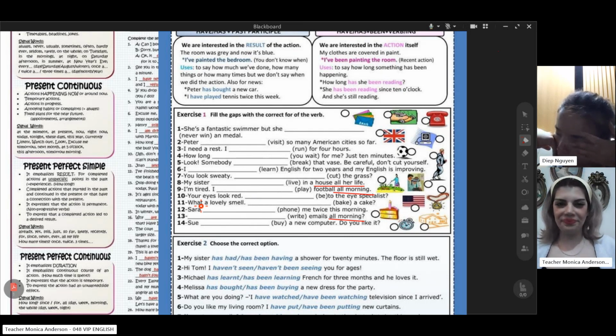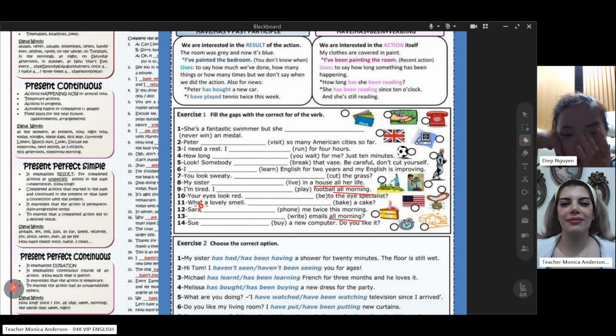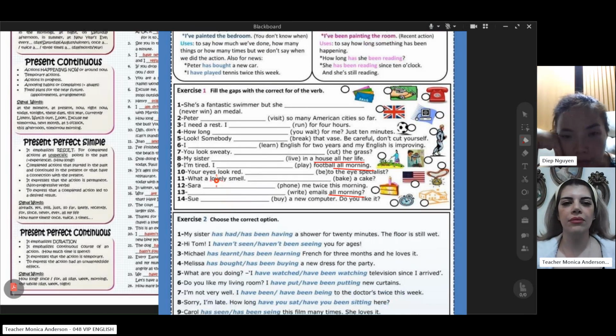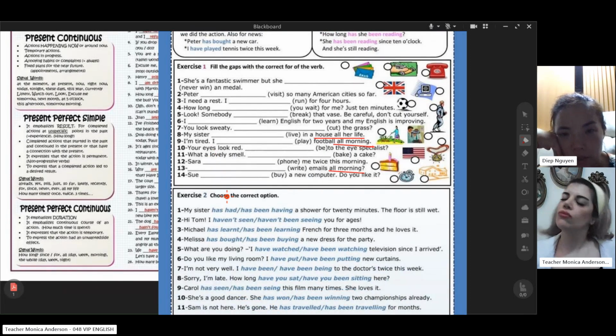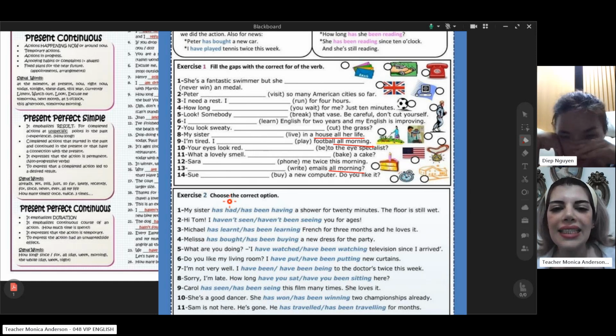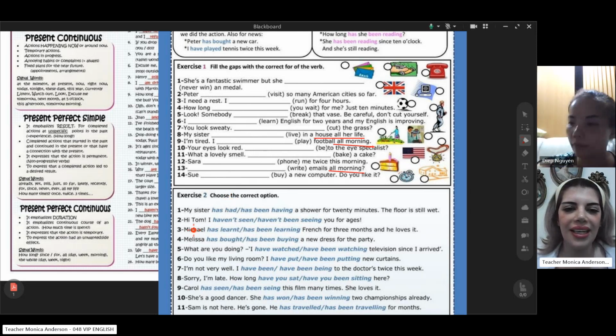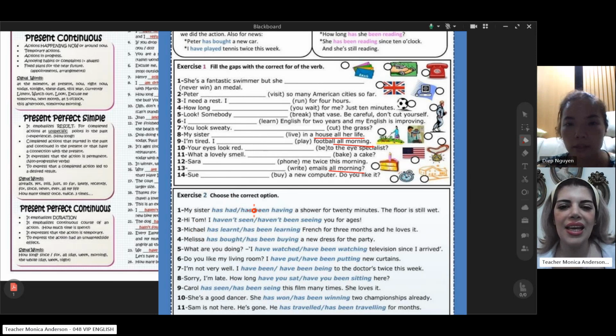And the last one, Sue. Sue has bought a new computer. She likes it. Very good. Excellent.